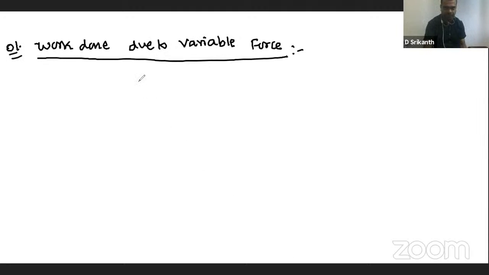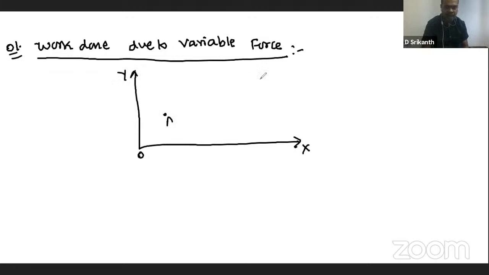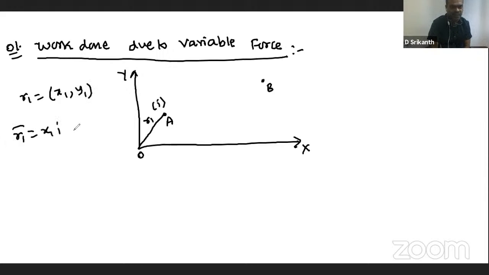Like that. Variable force means, suppose let us consider the XY plane. Initially, I'm having a particle at A and another particle at B. With respect to origin, the particle is at A. That is the initial position, having a position R1. So I can write R1 with coordinates x1, y1. So R1 bar is equal to x1 i cap plus y1 j cap. Can I write?